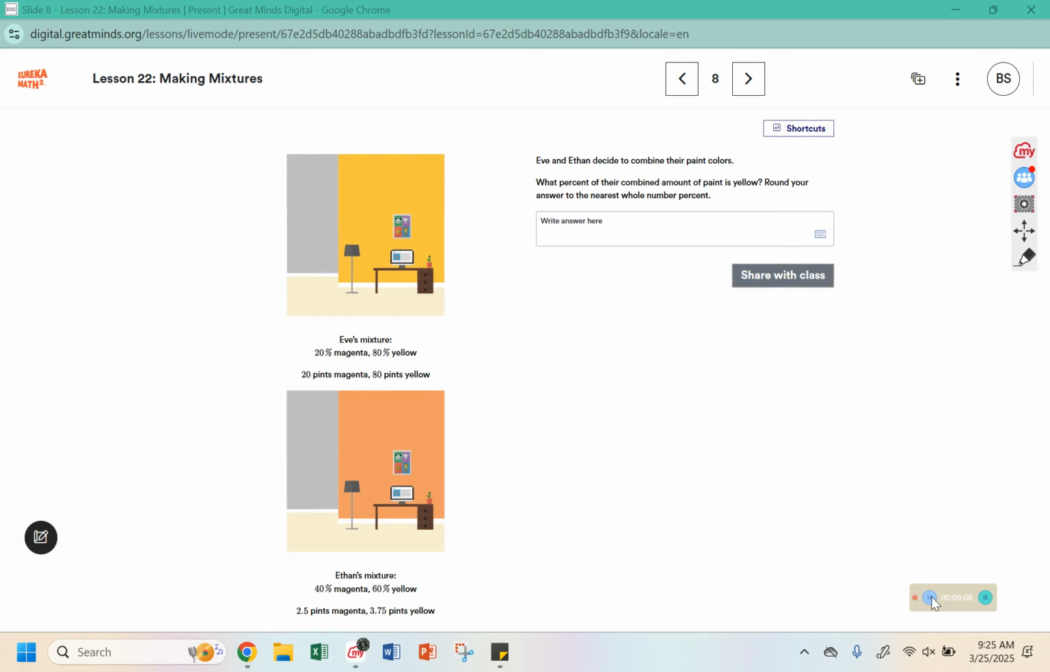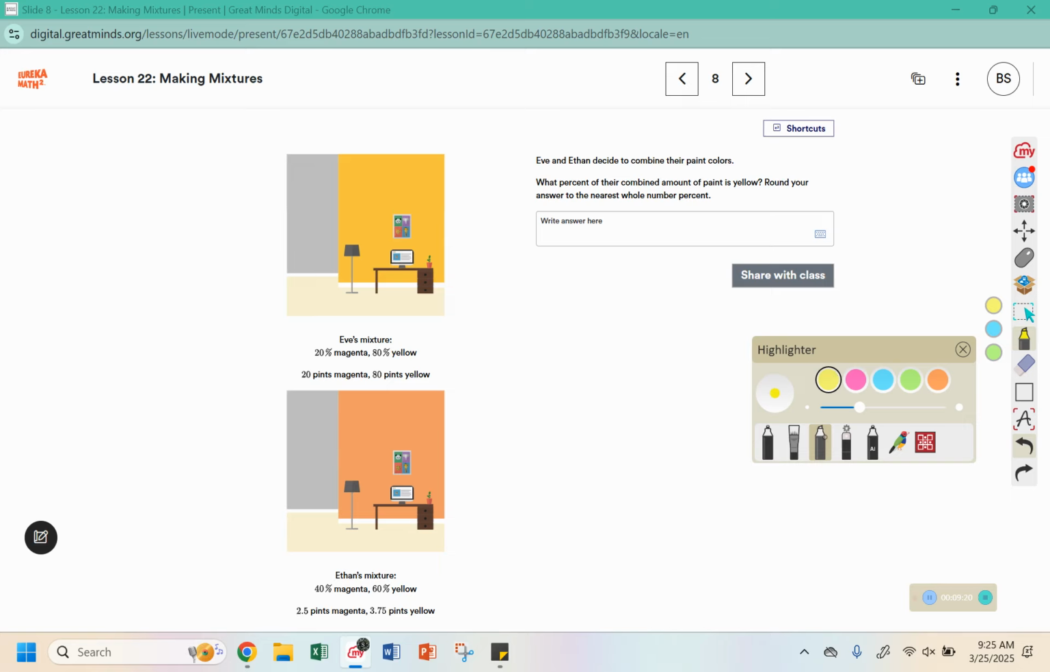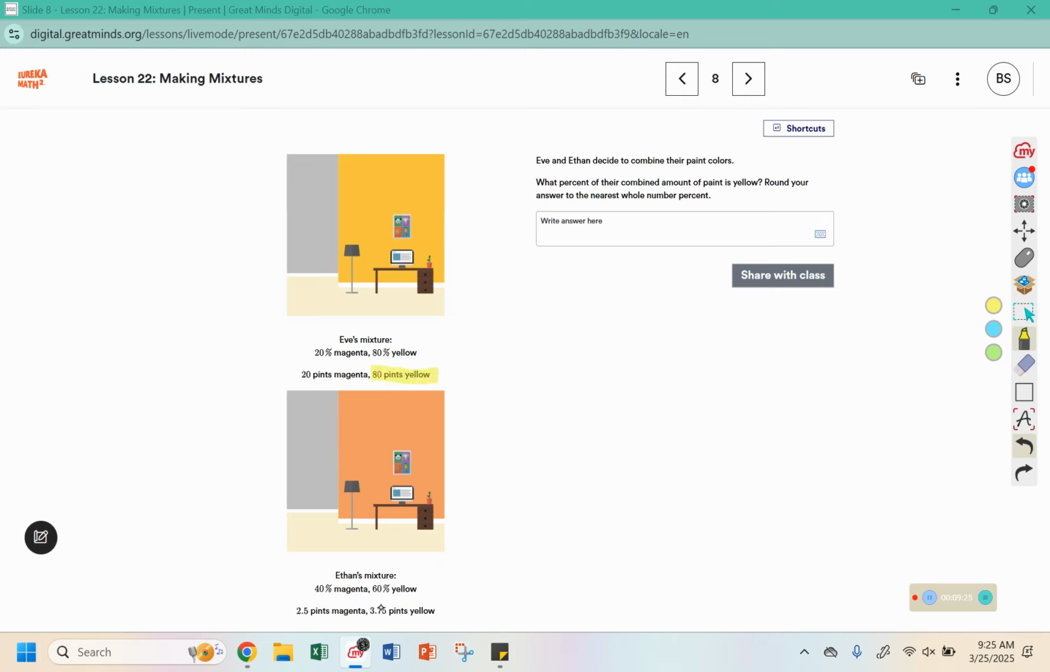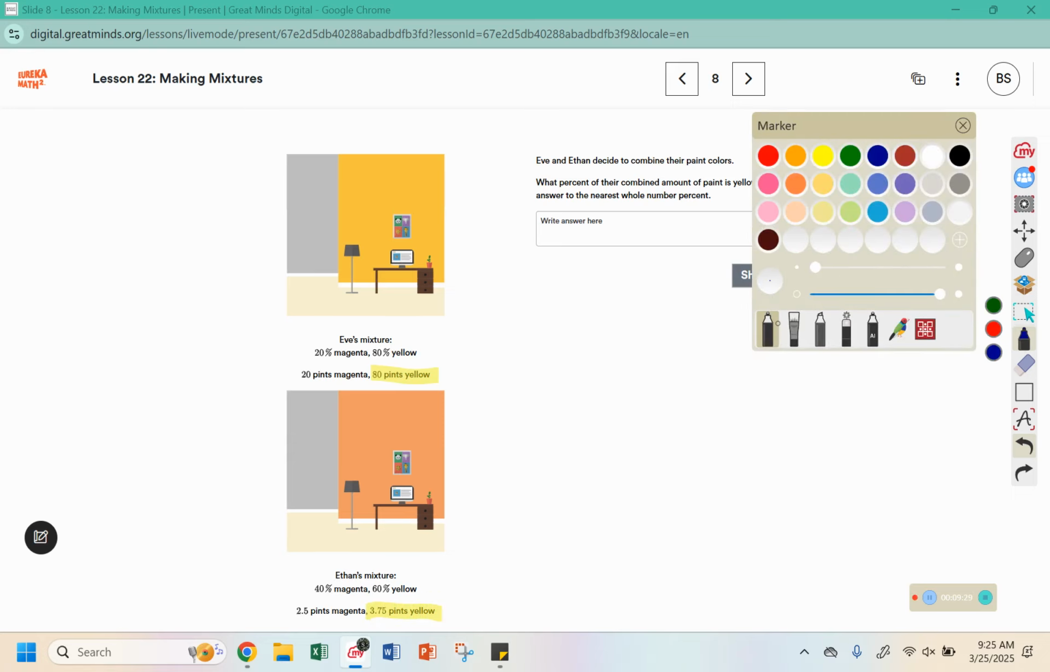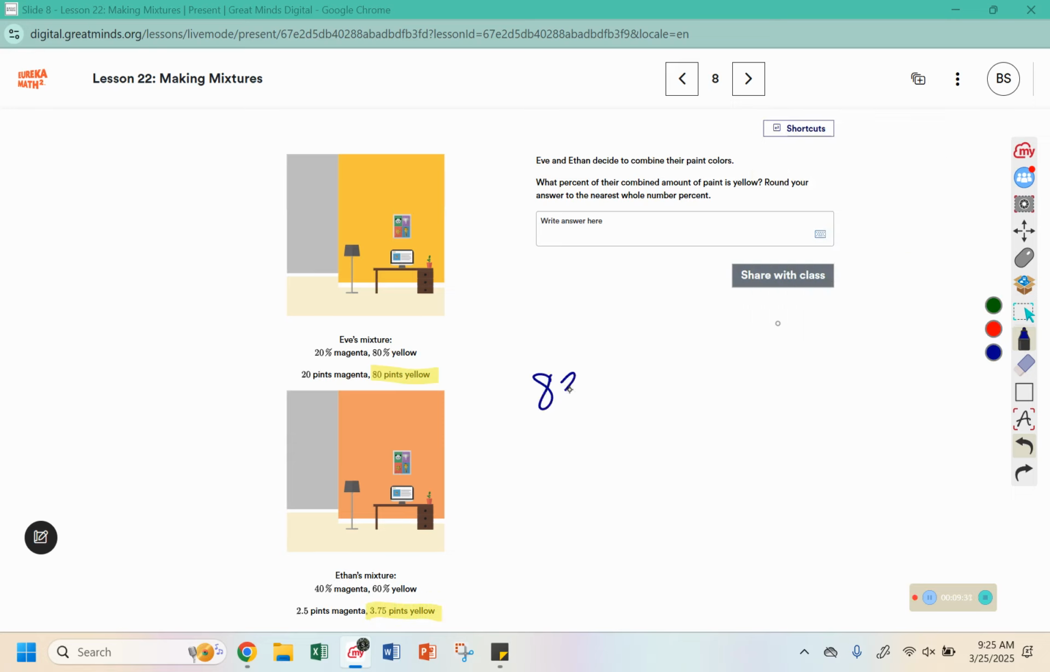Eve and Ethan decide to combine their paint colors. What percent of their combined amount of paint is yellow? Round your answer to the nearest whole number percent. Well, they're yellow. Eve has 80 pints of yellow, and Ethan has 3.75 pints of yellow. So that is 83.75 pints of yellow.